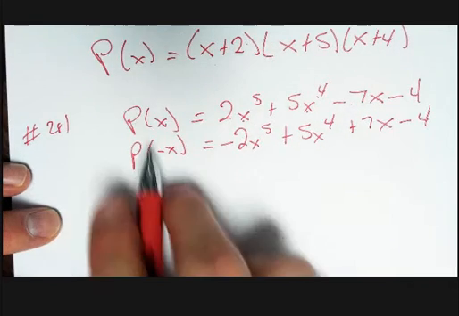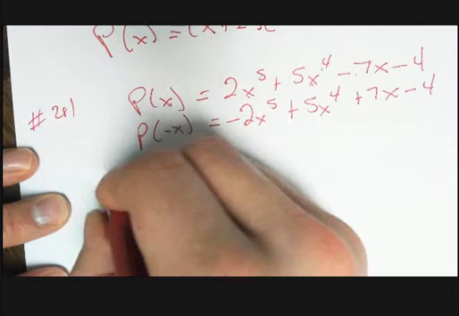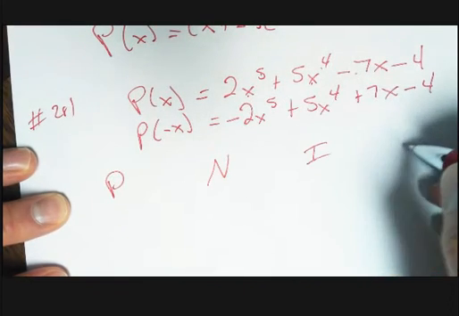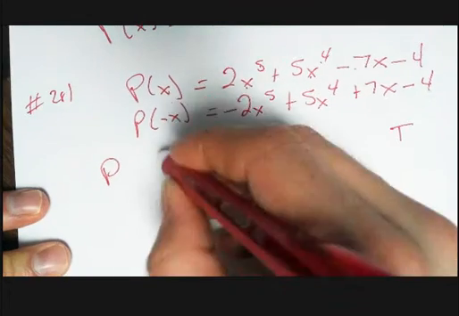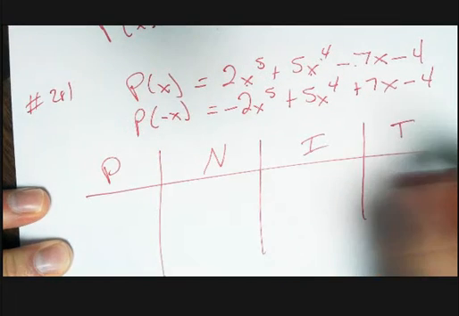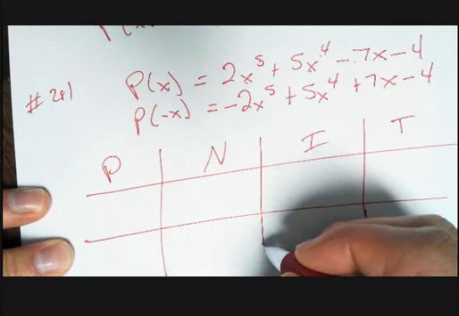So now that we got them both, we can set up our chart. Positive, negative, imaginary, total. You don't actually have to do the imaginary on this one, but I personally like to, so I'm going to go ahead and fill out the chart.